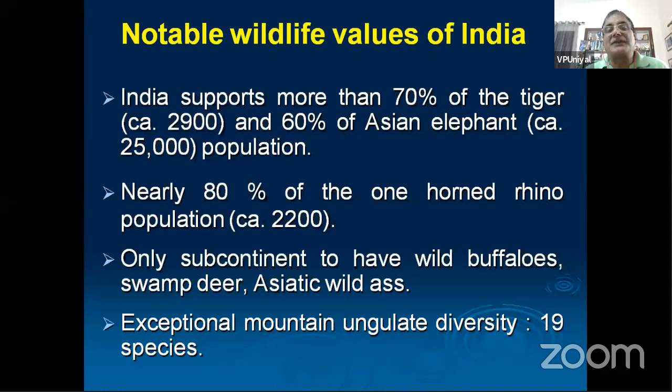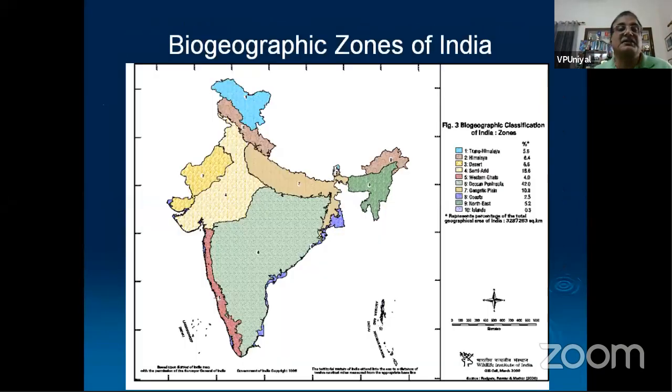Our country supports 70% of the tigers, 60% of the Asian elephant population, and 80% of the one-horned rhino population in the world. We also have the subcontinent's habitats, wild buffaloes, swamp deer, Asiatic lion, exceptional mountain and woodland diversity, and 19 species. So this is the beauty and richness of our country.